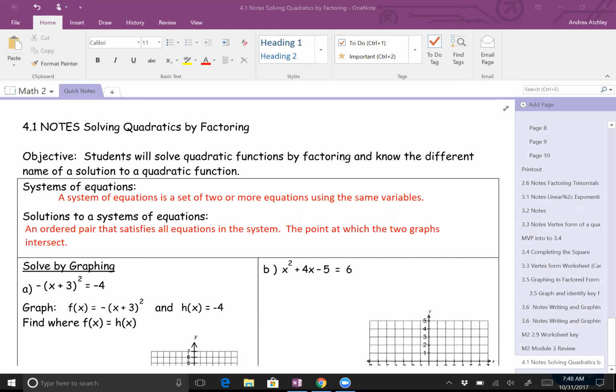You guys have solved systems of equations for linear equations. Now we're also going to do that with quadratic equations. Okay, the solutions to a system of equations is an ordered pair that satisfies all equations in the system. So it's true for both equations.